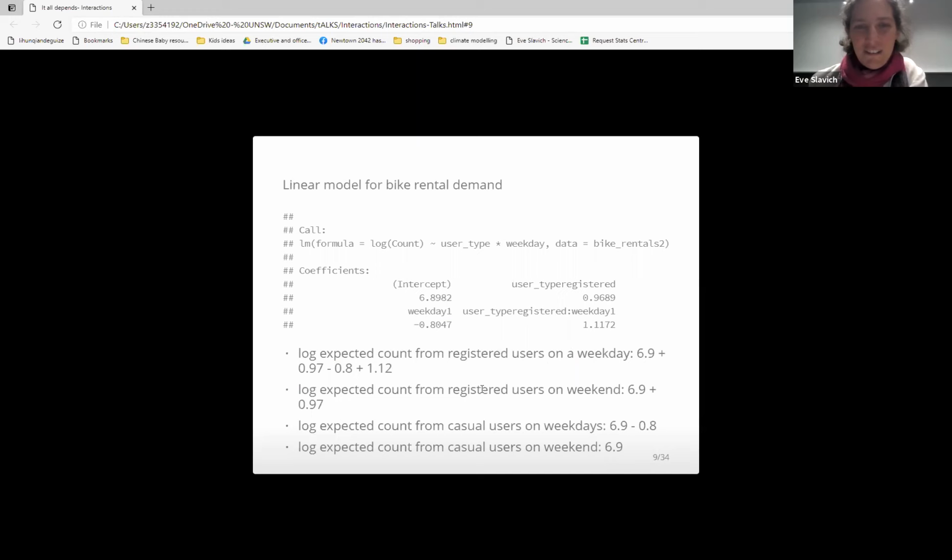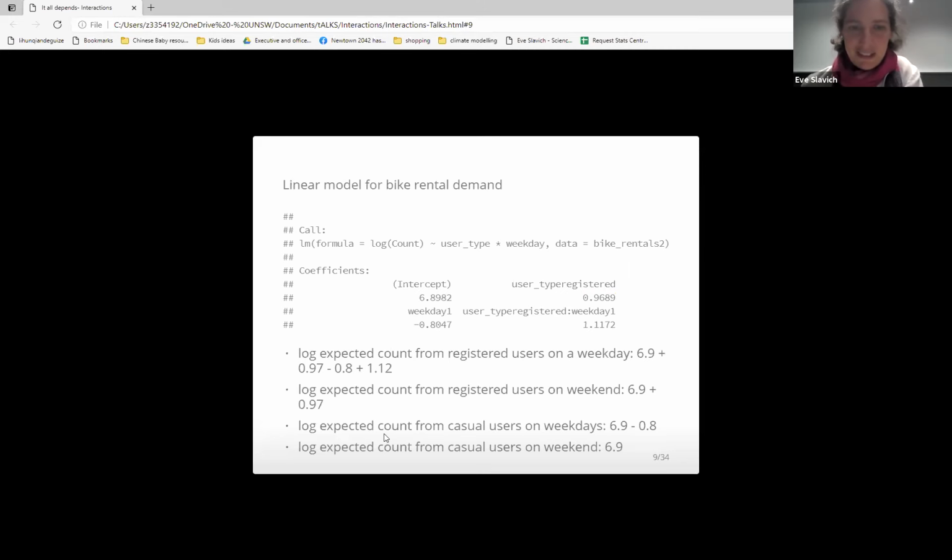And so for each of these statements, we just need to pick out the relevant coefficients to get the answer. So if you want the expected count from registered users on the weekend, you still have the intercept. You also have the registered users, but you don't have these two terms because weekday is equal to 0. So these terms only come in if you're looking on a weekday.